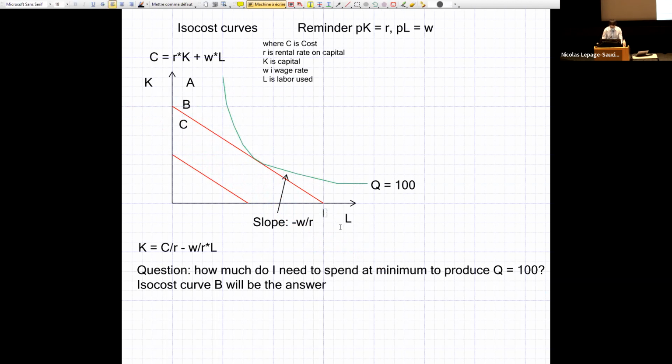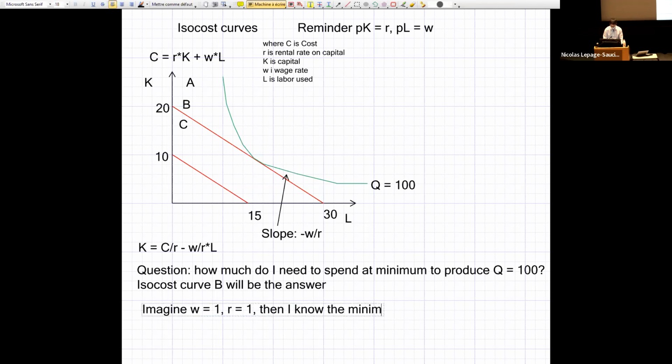So imagine that I have, say, 10 workers, 5, or let's see, no, that's 30. This would be 15. This is 20 units of capital. And this is 10. And imagine that W is 1, R is 1, for instance. Then I know the total, the minimum spending. Oh yes, I don't even have an answer because I didn't give you the number here. So imagine it's here. Okay, now I have an answer.